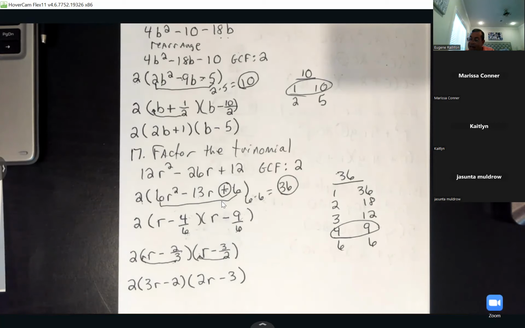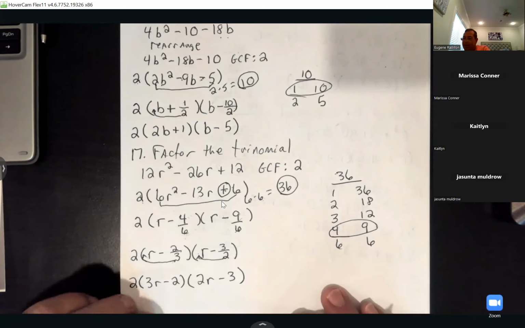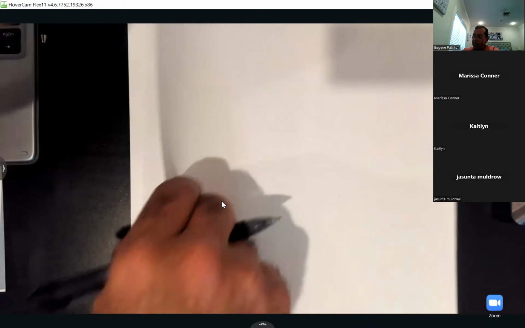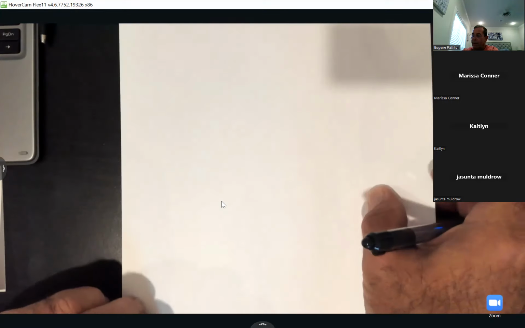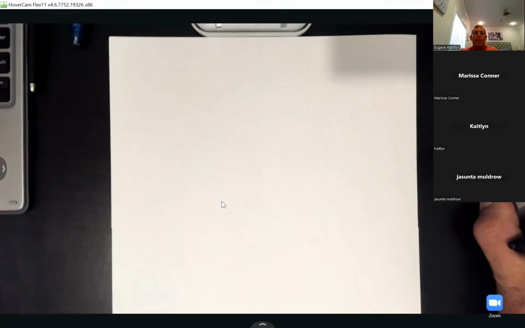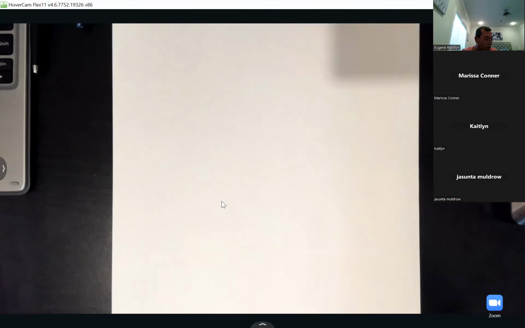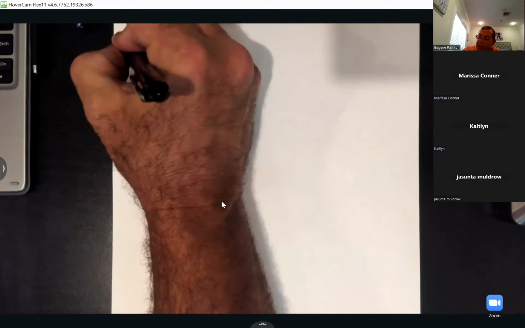All right, y'all, so I'm finally done with factoring, other than we got to solve 3 more equations, okay? All right, y'all, so our 3 equations starting at 18, all these say is solve.